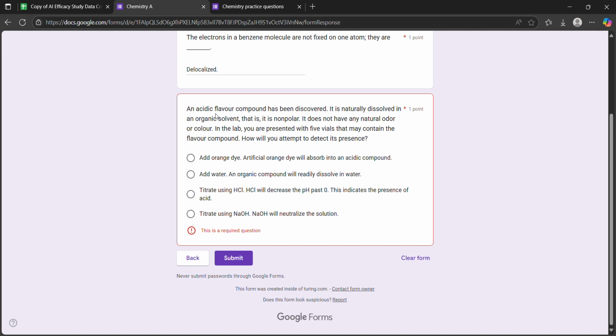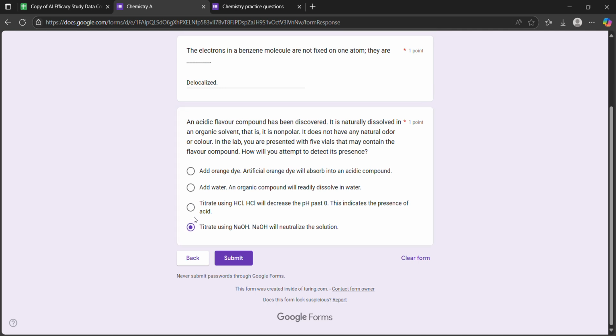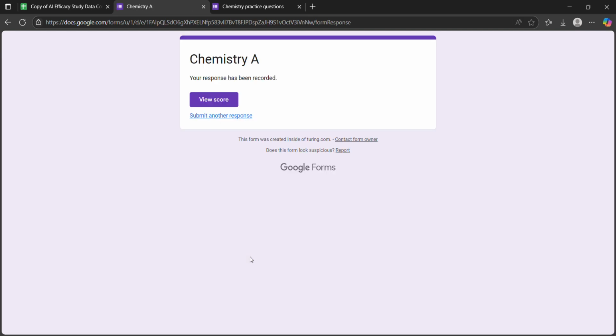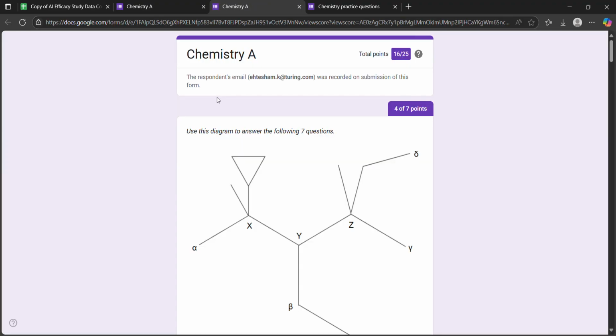I think since it is an acidic flavor and NaOH is alkaline in nature, I think it is basic in nature. So we will titrate using NaOH to neutralize the solution. Let's see. We have performed the test now. Let's submit. Let's view our score. Okay, so we have scored 16 out of 25.